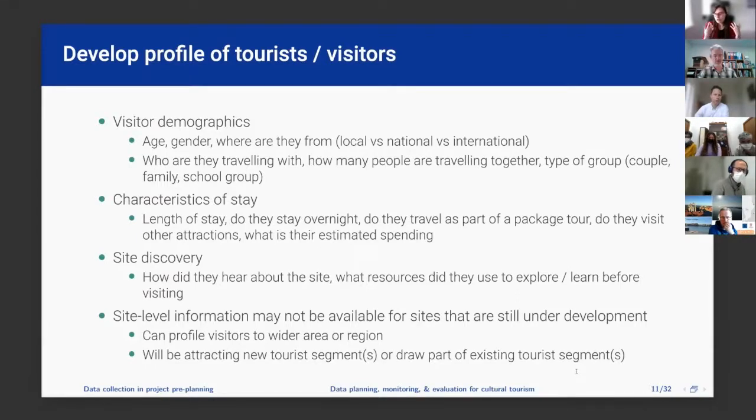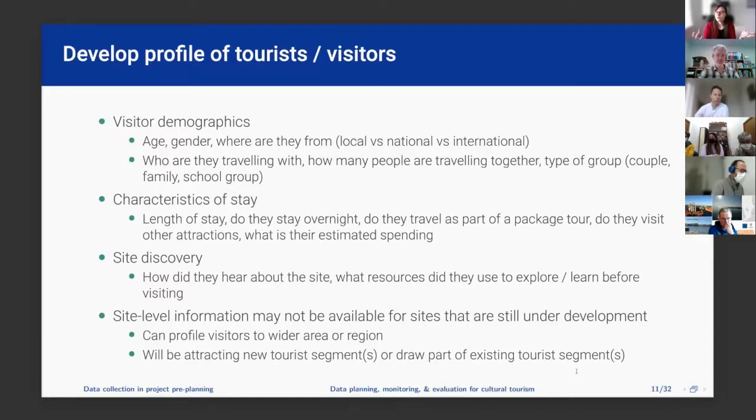And then also, we know that site level information may not be available for all sites, especially those that are still under development, but it's really useful to try to profile visitors to the wider area or the wider region and try to understand, do we think we're going to be attracting completely new tourist segments, bringing in a completely new group of tourists that aren't typically visiting this area? And if so, how are we going to do that? This kind of goes back to our unique selling point. How are we going to bring them in?